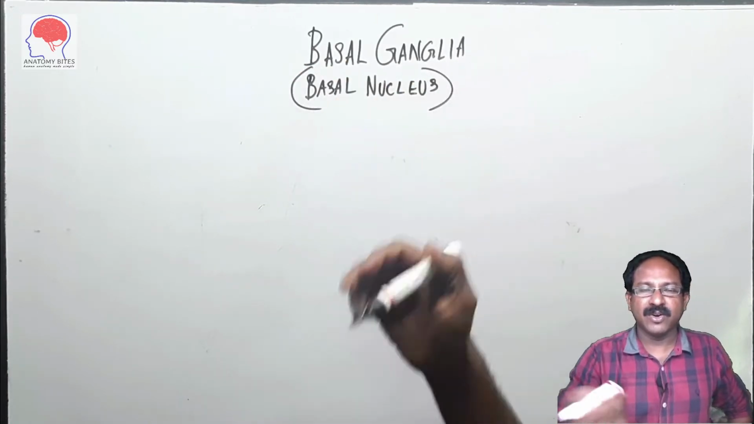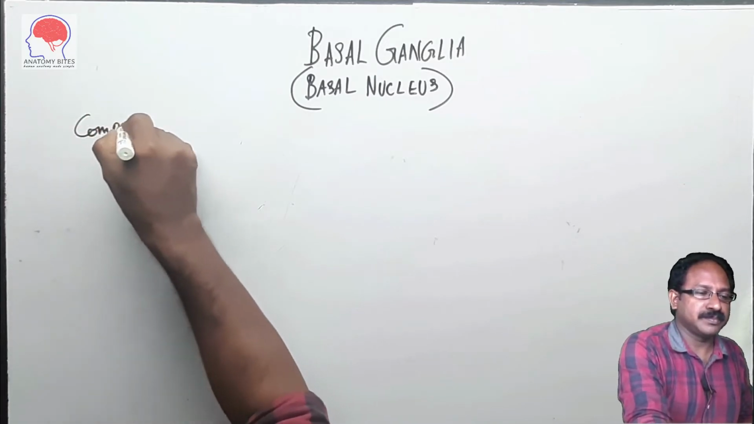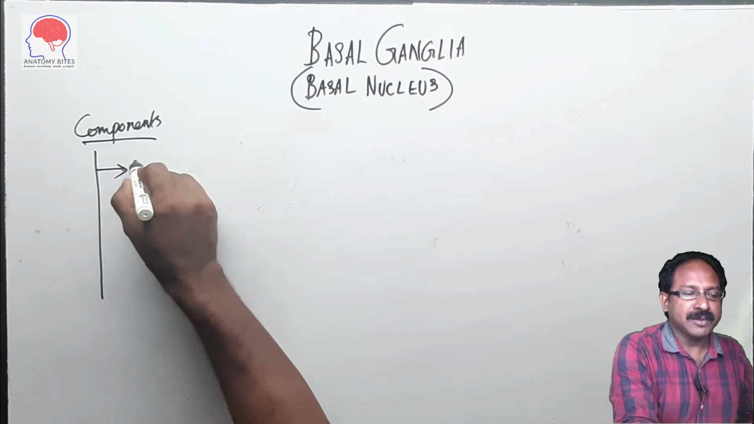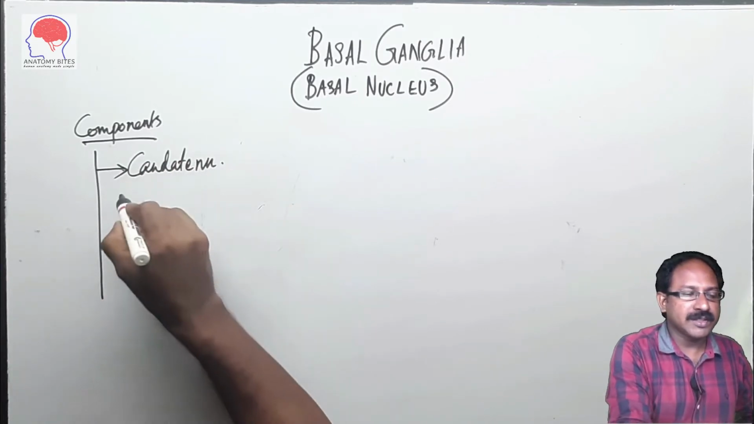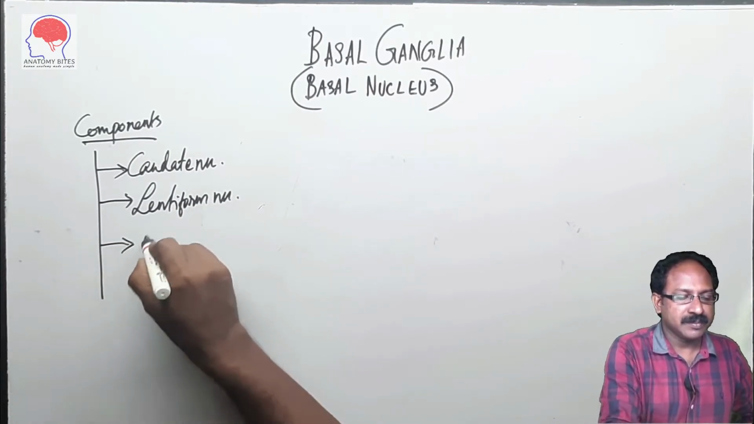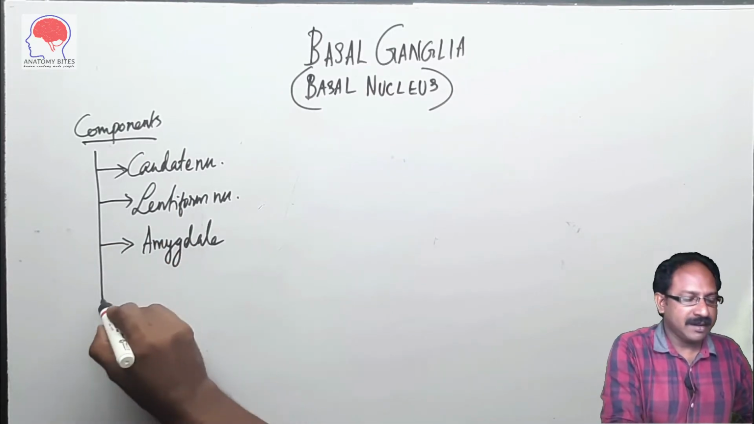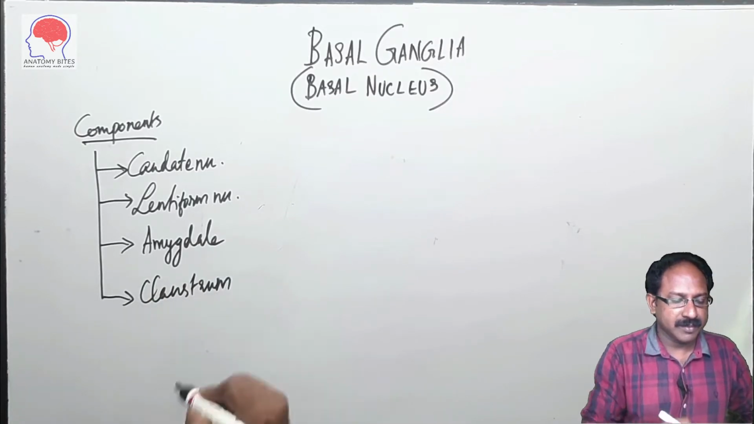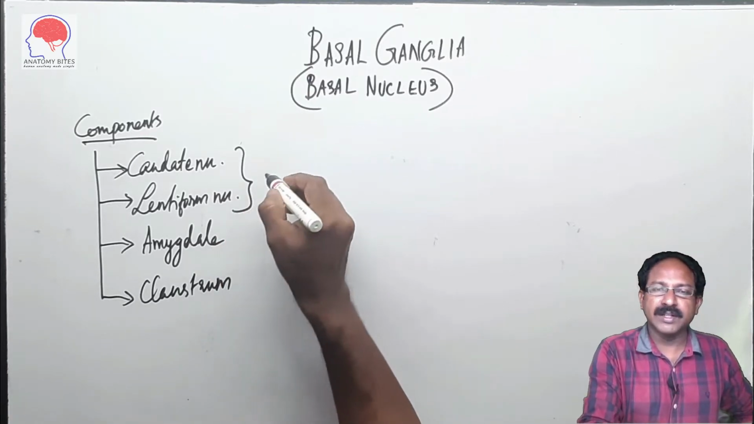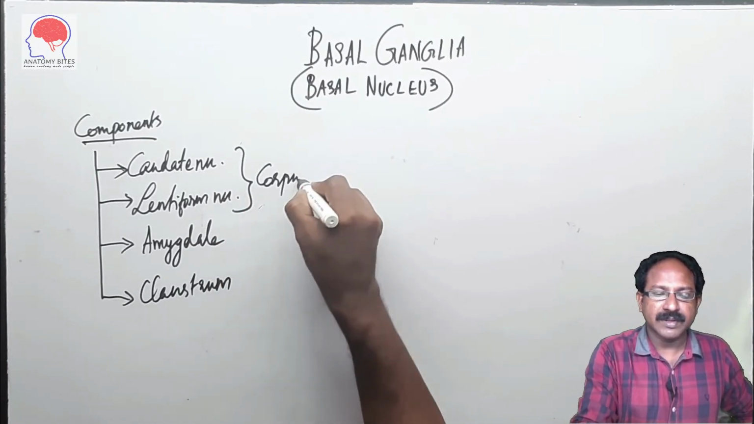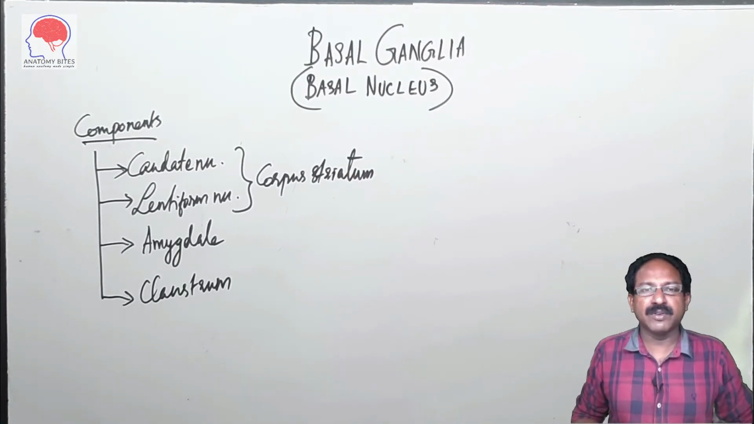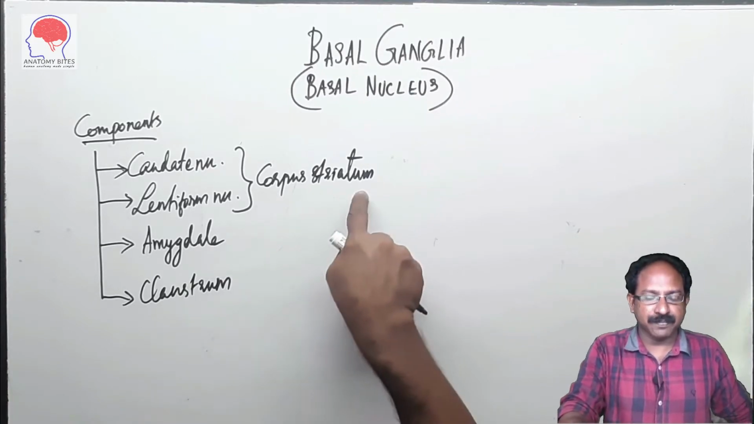The basal ganglia, or basal nucleus. There are four components of the basal nucleus, named caudate nucleus, lentiform nucleus, amygdala, and claustrum. The caudate nucleus and lentiform nucleus together are named the corpus striatum. The functional part of the basal nucleus is the corpus striatum.